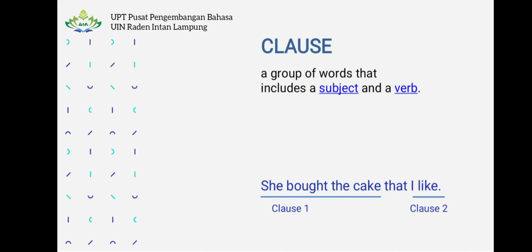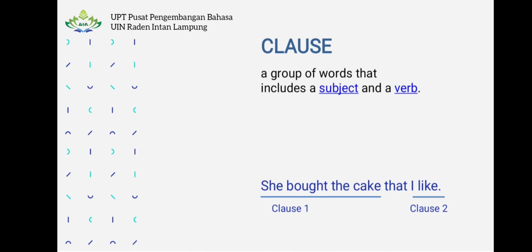Namun, dalam satu kalimat terkadang berisikan lebih dari satu klausa. Hal tersebut bisa terjadi dikarenakan penggabungan dua kalimat yang saling berkaitan. Contohnya adalah kalimat independent dan dependent. As you can see on the screen, there's a sentence that contains two clauses. The first clause is she bought the cake, and the second one is I like.